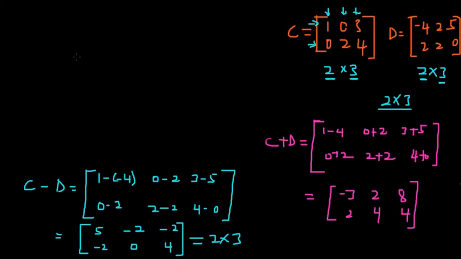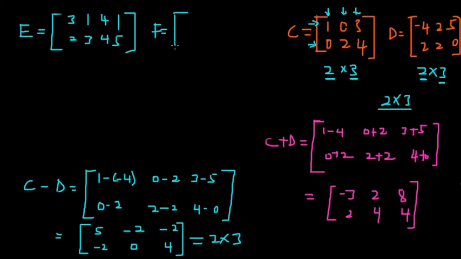Right, so let's say we have a certain matrix E to be, let's say, 3, 1, 4, 1, and then we have 2, 3, 4, 5. And then we have a certain matrix F to be maybe 2, 1, 0, 3, and then we have another set of rows: 1, 2, 3, 4.